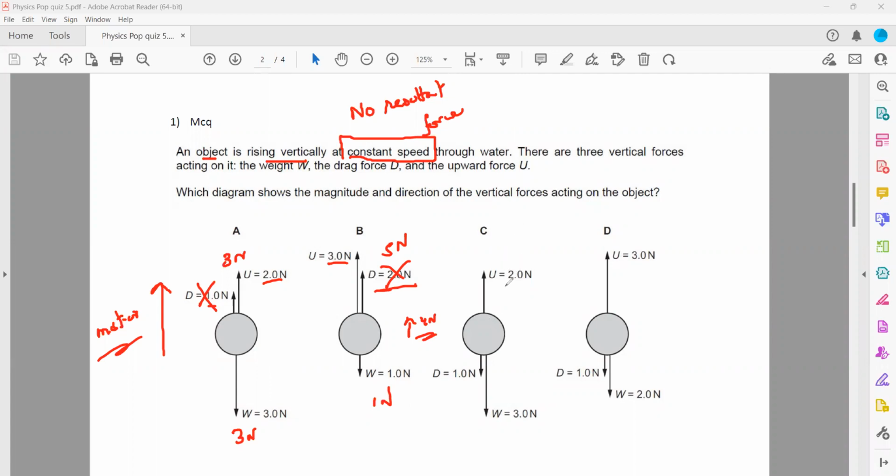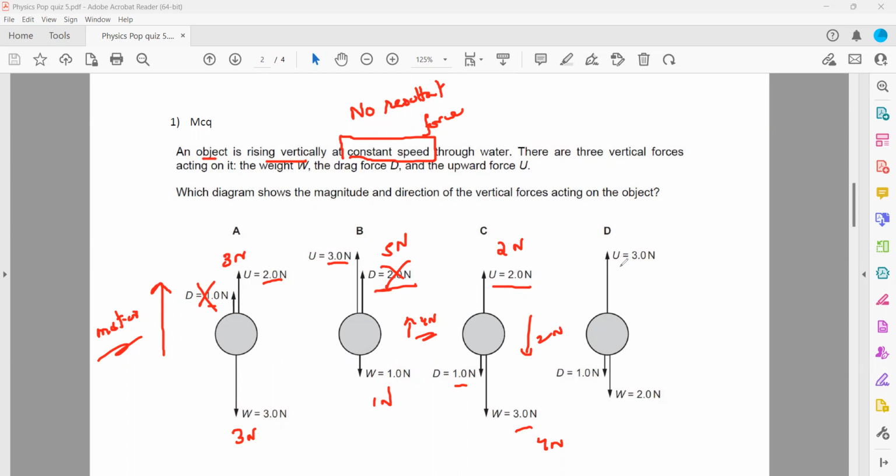When we check option C, the direction of the drag is correct, but the upward force is 2 Newton, and 1 and 3 make 4 Newton downward. So there will be a resultant force of 2 Newton downward. So this object does not move with a constant speed. Why? Because there is a resultant force.